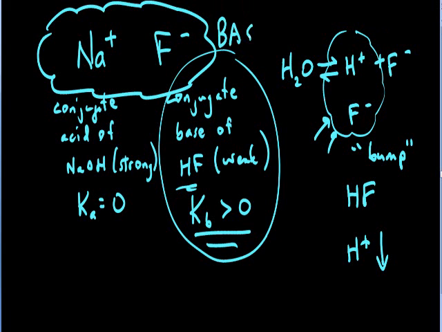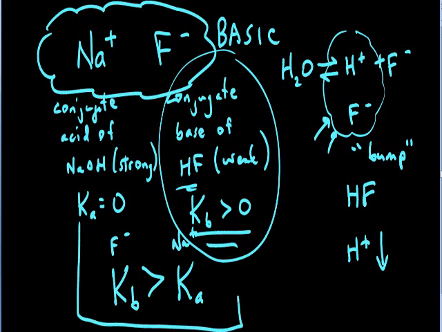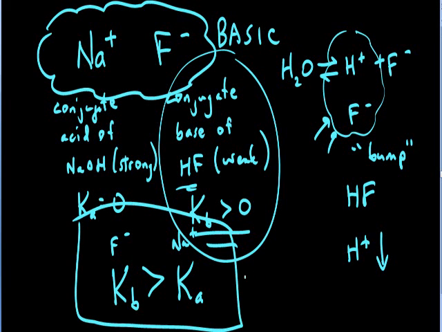Now, another reason for this: if we compare the Kb and Ka values of the ions in the salt, the Kb of the F minus is greater than the Ka for the Na plus, and because the Kb value for the F minus is greater than the Ka value of the Na plus, this would make a solution that's going to be basic.